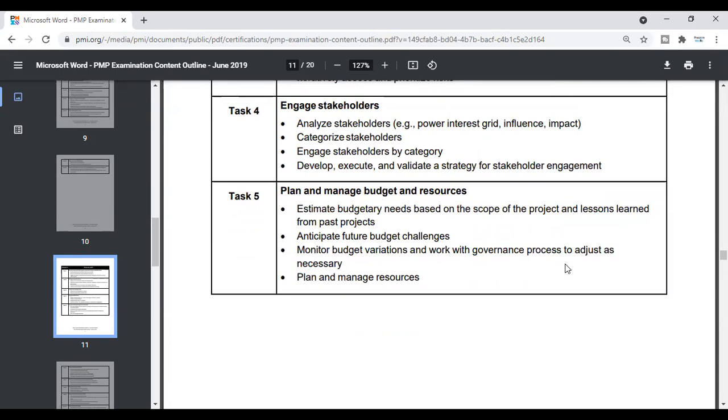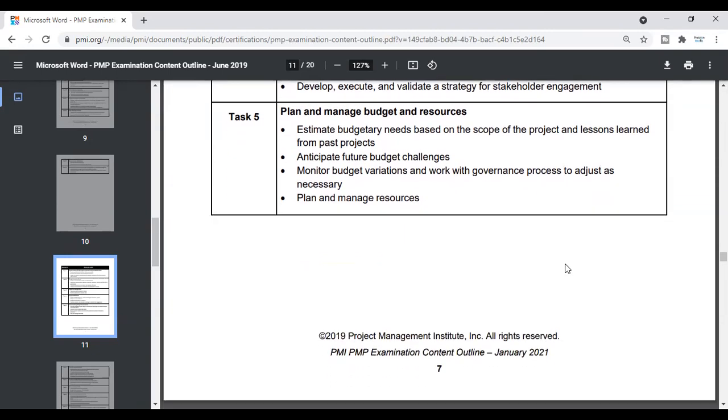So what we have listed in task 4, it goes kind of beyond this. This is just a nice start. So you identify stakeholders, you analyze them, categorize them, engage them, but you also need to remember the pretty standard processes: identify stakeholders, plan stakeholder engagement, manage stakeholder engagement, and monitor stakeholder engagement.